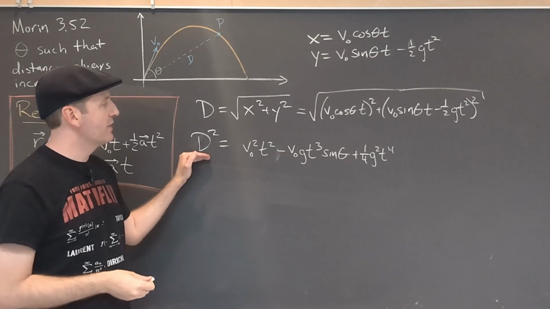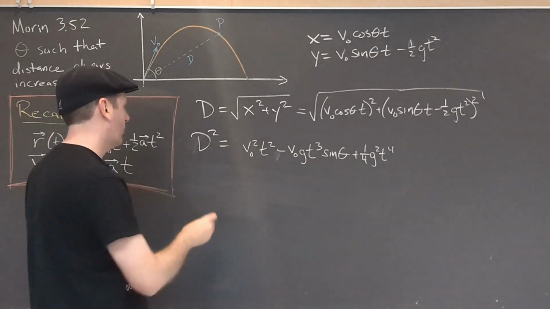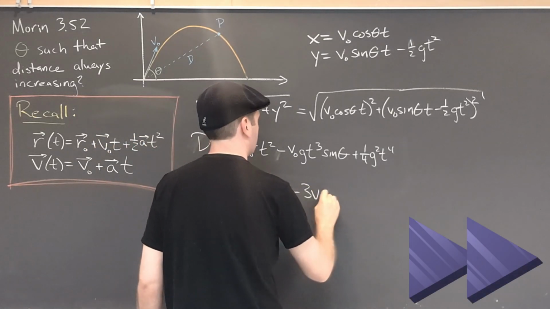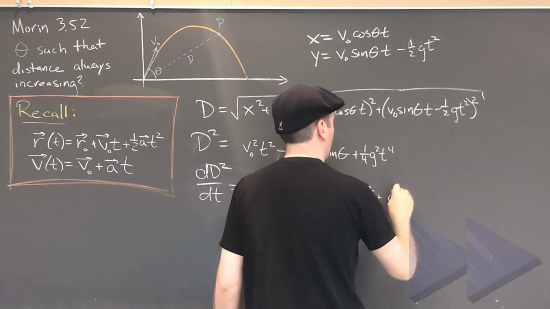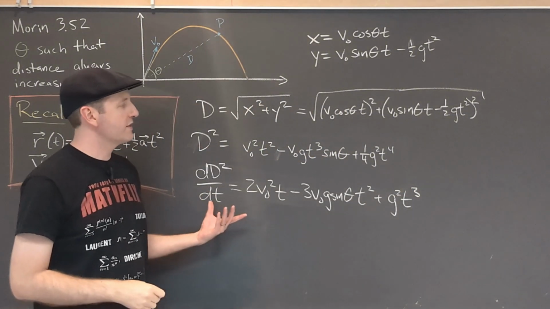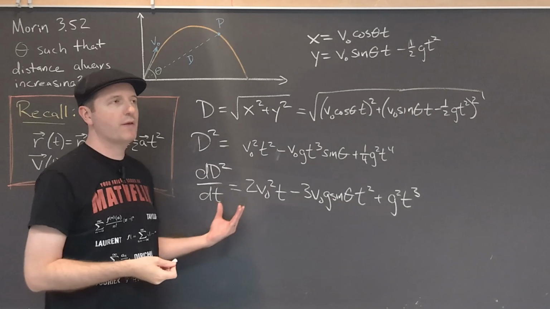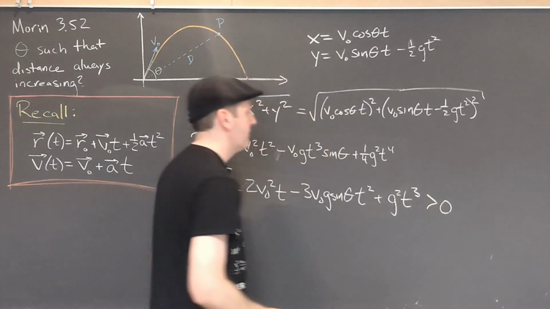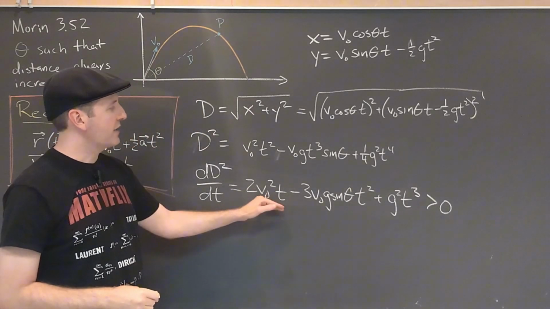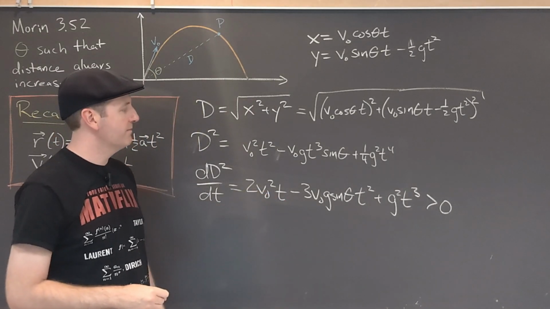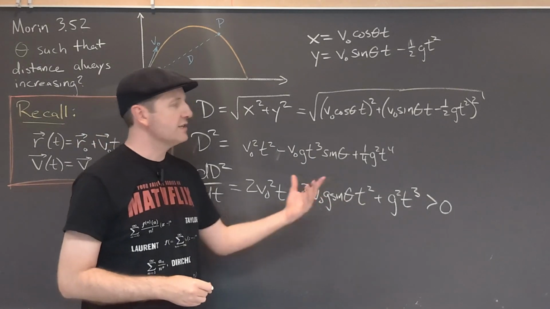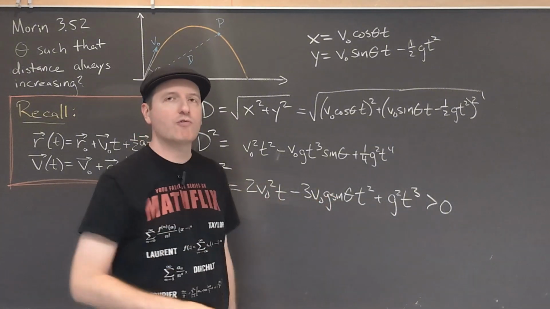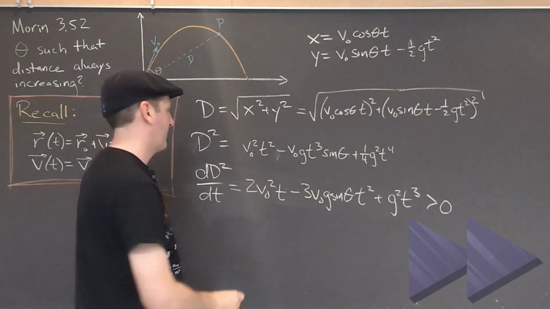Okay, so taking the derivative of this with respect to time is pretty straightforward. We do want to set this equal to 0, or rather, we want this to be greater than 0. If we go ahead and factor out a t from every term, and actually let's factor out a g squared also, we'll end up with something that is a t times a quadratic polynomial in t.